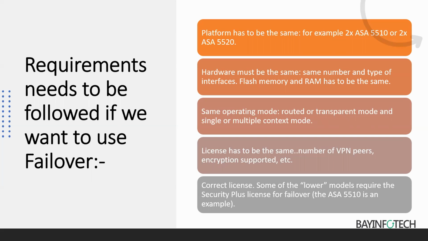Same operating mode, routed or transparent, and single or multiple context mode. The licensing requirement also needs to be the same, with the number of VPN peers, the type of encryption supported, etc. Current license, some of the lower models require the Security Plus license for failover. As an example, we have the ASA 5510.